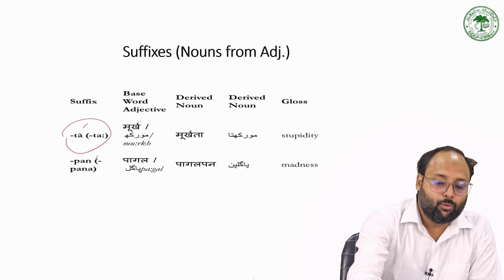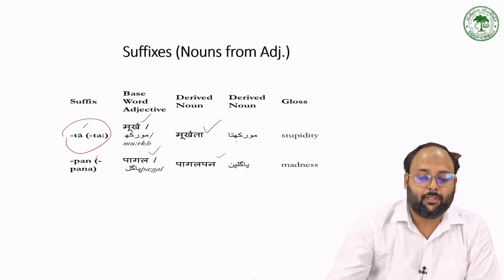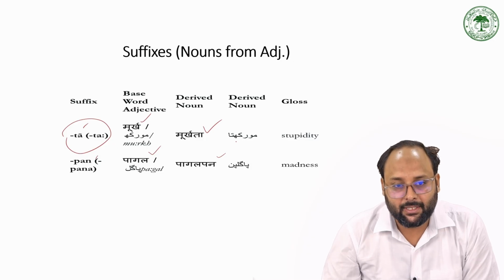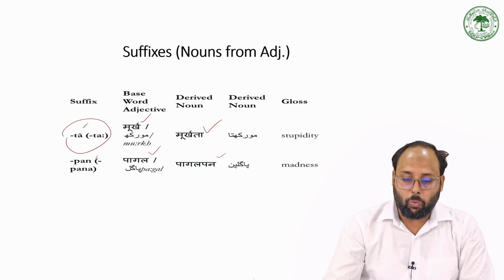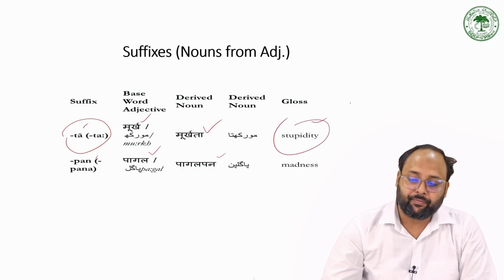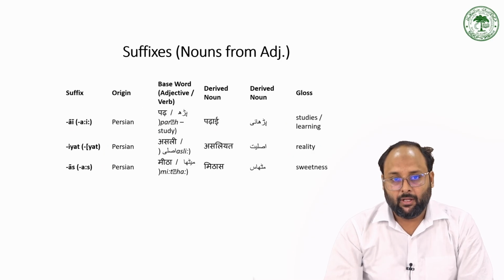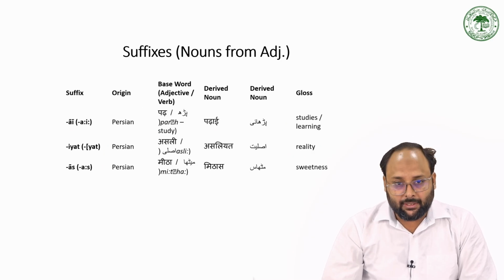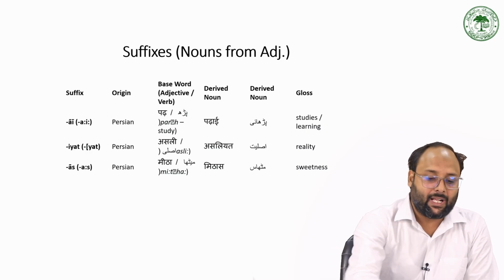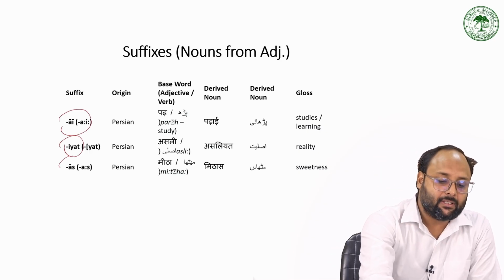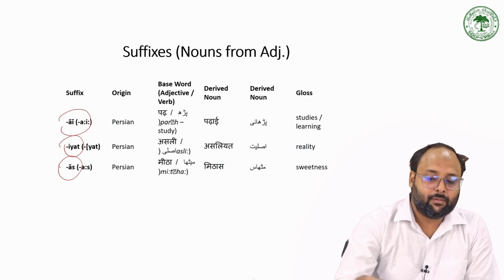So we can create the noun from the adjective. The adjective moor becomes moorkhta. Pagal becomes pagalpan. The pagal is an adjective and this adjective changes into pagalpan, madness. Amurta, stupidity. There are other suffixes that we use for the derivation of noun from the adjective, like I, iyat or as.